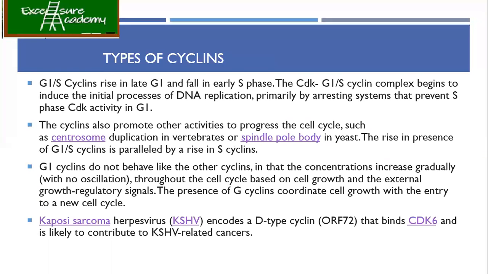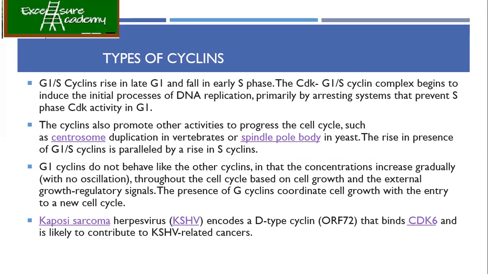Now, G1 cyclins do not behave like other cyclins in that their concentration increases gradually throughout the cell cycle, based on the cell growth and the external growth regulatory signals. So, the presence of G1 cyclins coordinates cell growth with the entry to a new cell cycle. So, what does it mean? It means that if there are no external growth regulatory signals, there won't be any synthesis of G1 cyclins. Eventually, the cell will get arrested at the G1 phase and it will not progress to the S phase. It means the cell has been arrested.